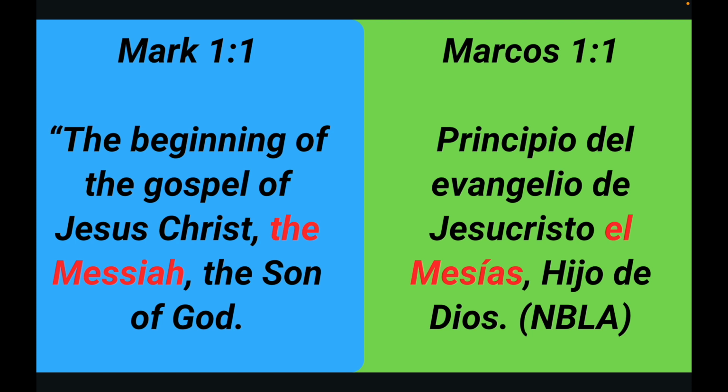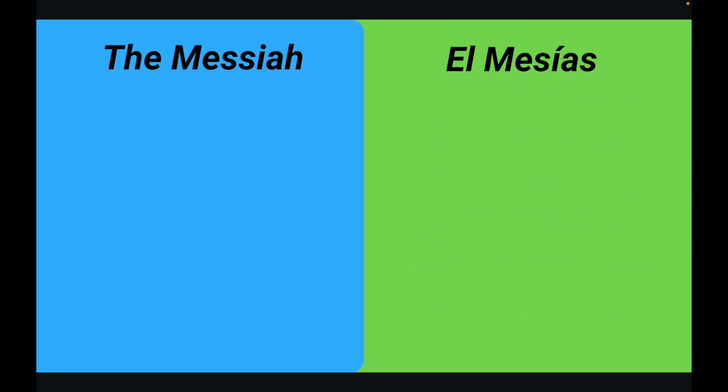It's considered masculine. Now, the word before it, El, happens to be the masculine singular definite article. By definite article, we're talking about the word the. In English, the word the is called the definite article. In Spanish, there are different forms of the word the. When a word is masculine singular, like Mesías or Principio or Evangelio, and you want to put the word the before it, you must use the form el. So to say the Messiah, the anointed one, el Mesías.